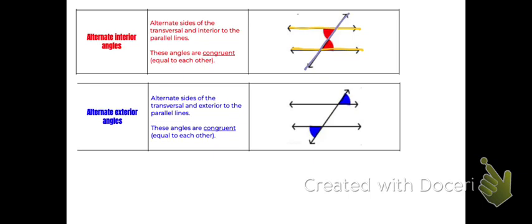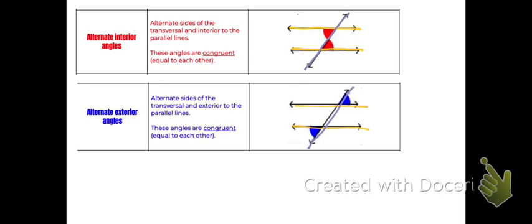Another way that you can create congruent angles when you have two sets of parallel lines and again a transversal cutting across it are alternate exterior angles. So again, if they're on opposite sides of my purple transversal line and they're outside of my parallel lines, they're alternate exterior angles and they're congruent.